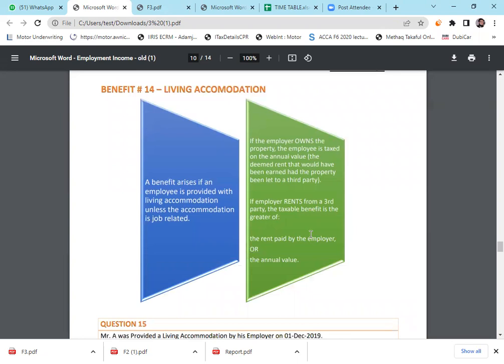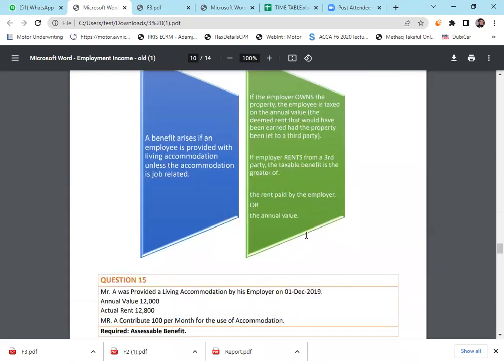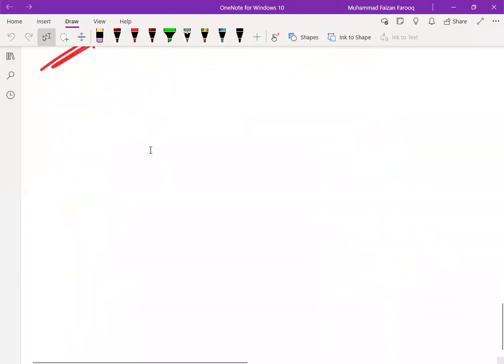If it is not a job related accommodation, we are going to say it's a living accommodation, and living accommodation is taxable. How is it taxable? There is a format for it. I'm going to write it down.